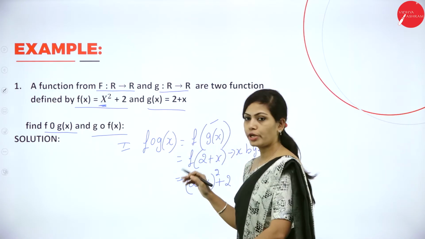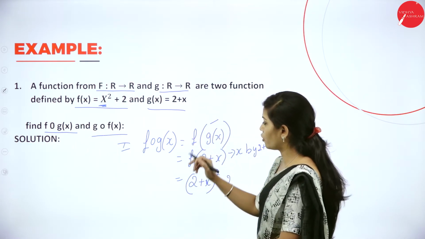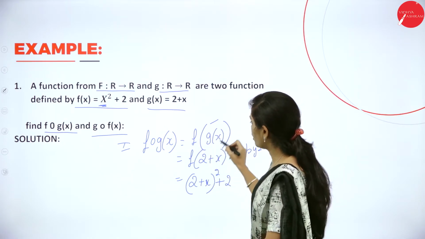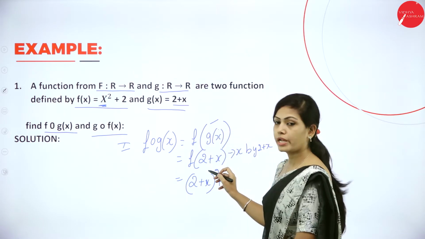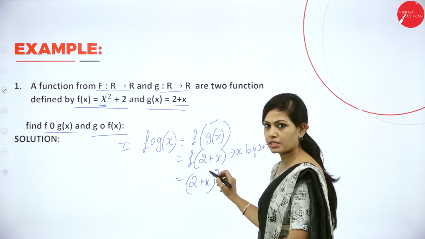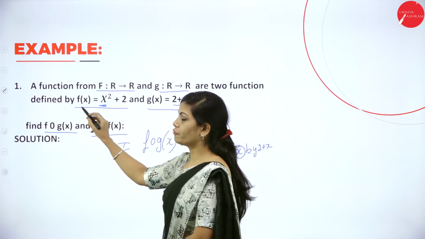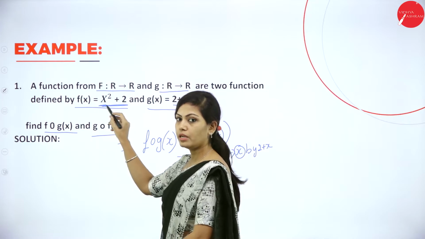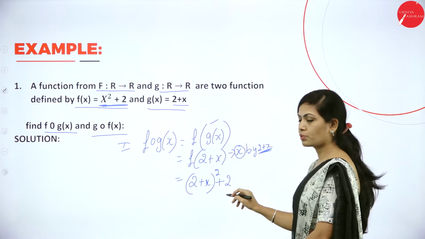I will repeat. So here we have to find fog x and gof x. So first I am finding fog x. So fog x is equal to f of g of x, I can write. So what is g of x? G of x means it is 2 plus x. In place of g of x you can write it is 2 plus x. So this is in the form of f of x. So replace x by 2 plus x. So what is f of x? F of x is equal to x square plus 2. So in place of x square you can put 2 plus x. So 2 plus x whole square plus 2.